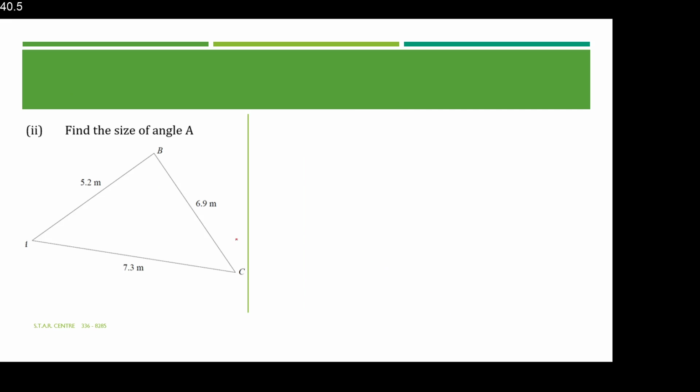Part 2, find the size of angle A. So this is supposed to be angle A, it's not shown clearly on the diagram. So this is angle A. That means that in our cosine rule, we will have a squared on the left hand side. So a squared is equal to b squared plus c squared minus 2bc cos A. So a squared would be the side opposite angle A, which is 6.9 squared.